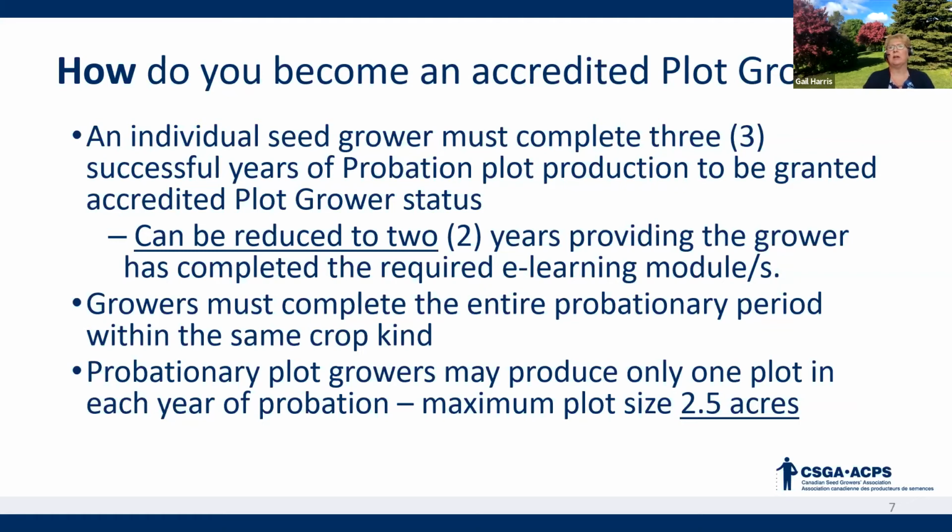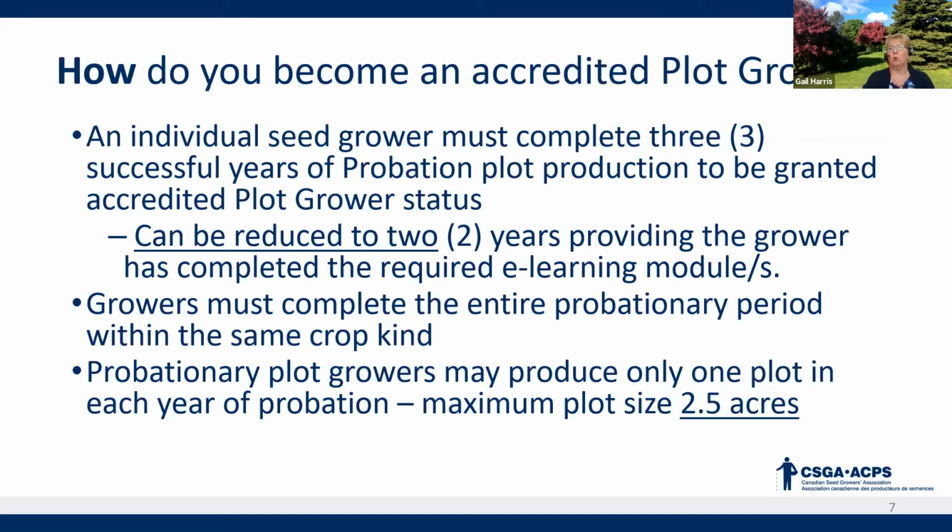It used to be you had to ask CSGA for permission to change varieties. You now can do that on your own because there's so much turnover of varieties. So if you're doing your probation on soybeans, and you need to switch varieties because there's no market anymore for the one you started with, or no access to breeder seed or whatever the case might be, then you can switch varieties, but you have to do your entire probation period in the same crop kind. So you'd have to stick with the soybeans.